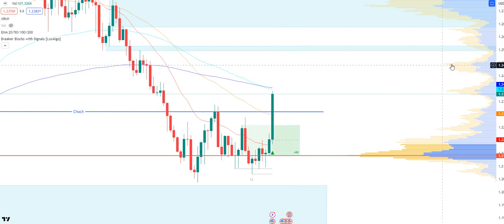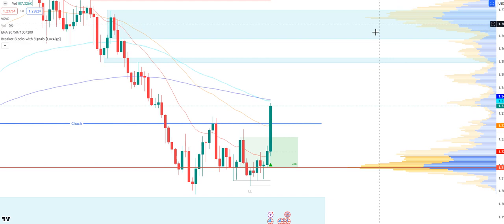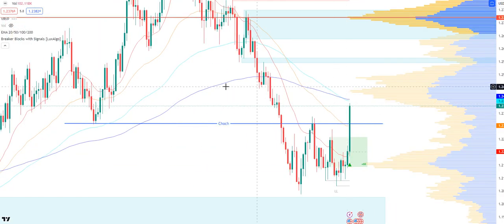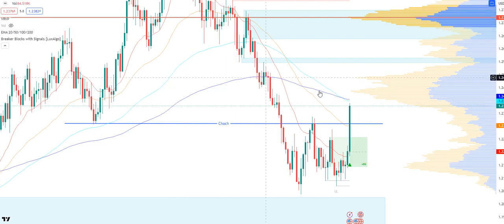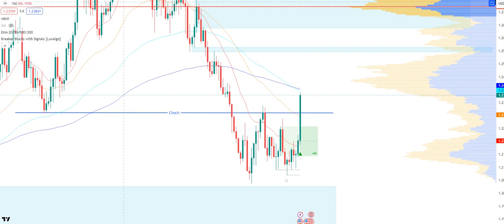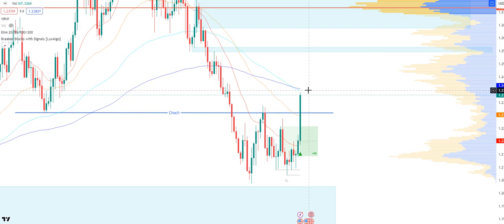So this is where the large volume points are. Okay, we've got some imbalance here. That's where price may go to. So we still have this. We're still below the EMA on the daily time frame. You can clearly see that. Okay, so that's where we want to go.